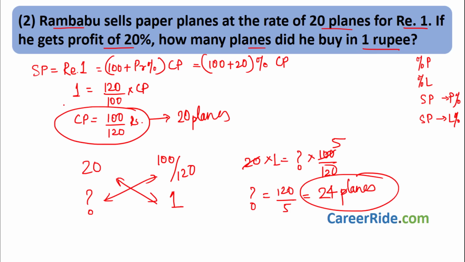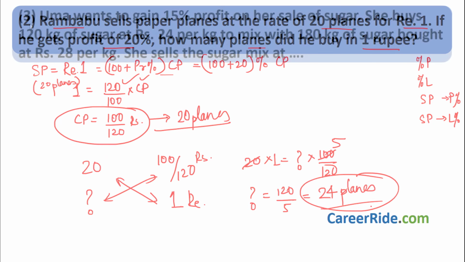Now over here I will explain again. The selling price is 1 rupee for 20 planes, and Rambabu gets 20% profit. Selling price is 100 plus 20% of cost price. This is the formula. So we get 120% of cost price, that is 120 upon 100 into cost price. So the cost price would be 100 upon 120 for 20 planes, right? That means 20 planes can be bought in 100 upon 120 rupees. Then how many planes can be bought in 1 rupee? Simply cross multiply and you get the answer as 24 planes. Going on to the next question.